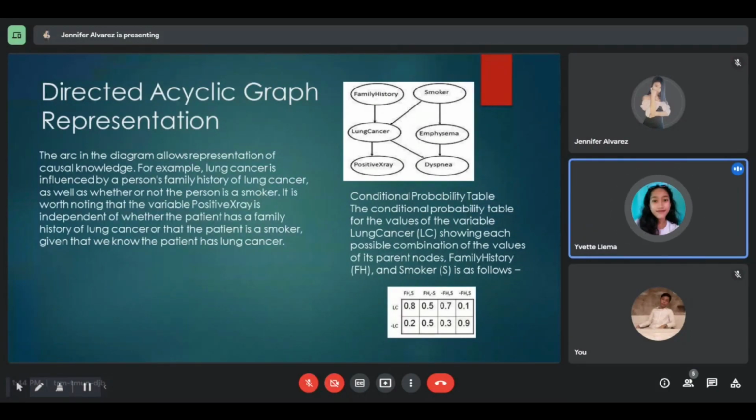Another component is the conditional probability table. The conditional probability table for the values of the variable lung cancer shows each possible combination of the values of each parent node, family history and smoker, as follows.